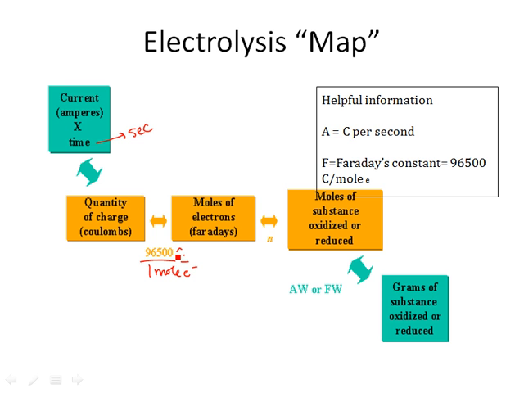All right, once you have moles of electrons, you can go to your moles of substance, meaning like copper, silver, mercury, whatever your substance is, using n, and that's just talking about a mole to mole ratio. And so like 1 silver over 2 electrons. Okay, silver wouldn't take 2 electrons. 1 silver over 1 electron. Or 1 zinc over 2 electrons. And 1 mercury over 2 electrons.